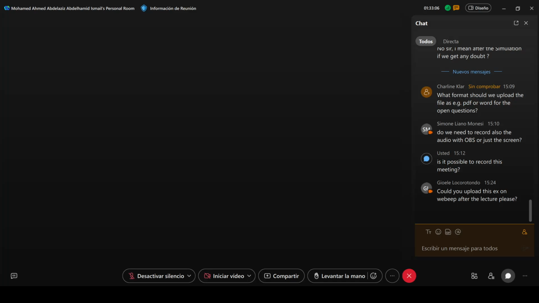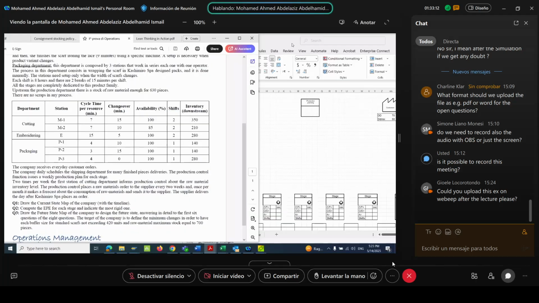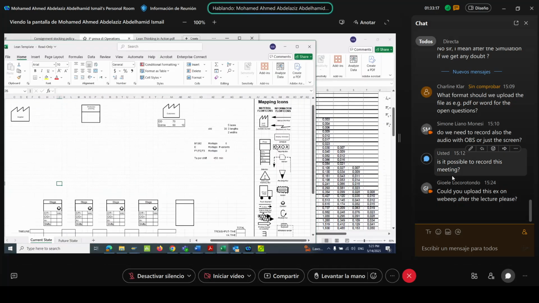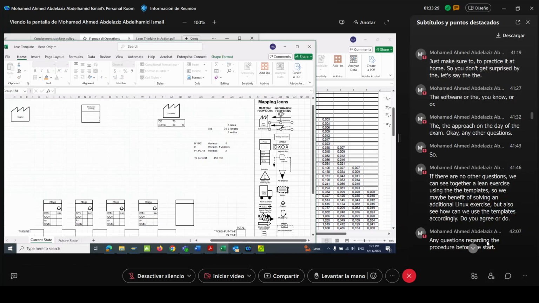This is the first piece of information that we can use on our current state map. The company receives everyday customer orders. So do you think they receive them manually or by email? Or by email or using a certain platform at least, so electronically, digitally, right? So we need to use which type of arrow? The zigzag one.